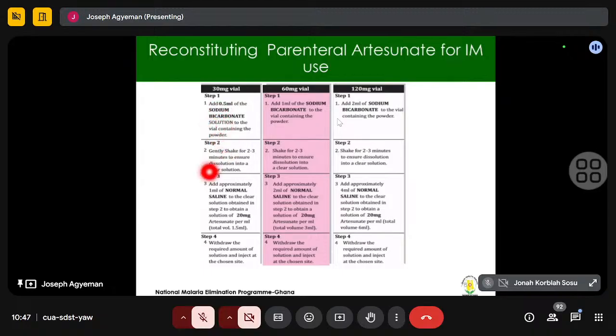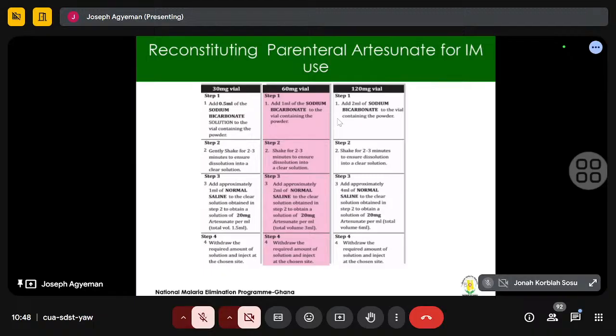So that is the first step. Now, when you are done, we are saying that for the existing artesunate injections, based on the route that you want to go, either IM or IV, you have to prepare different concentrations. For the IV, you are doing 10 milligram per mil. For the IM, since we can't give large volumes, we need to concentrate the solution so that the volume will be reduced. So we are doing 20 milligram per mil.